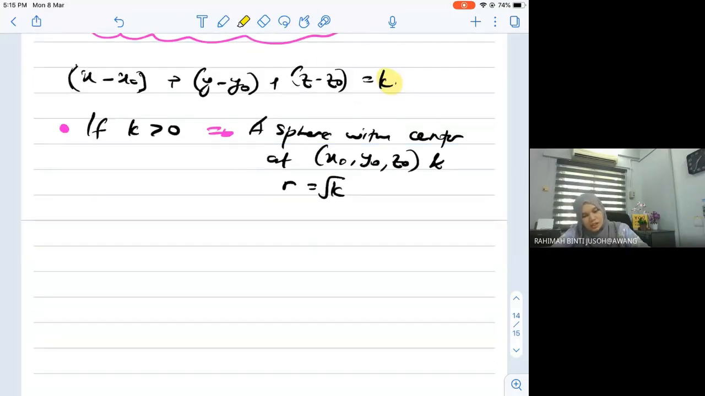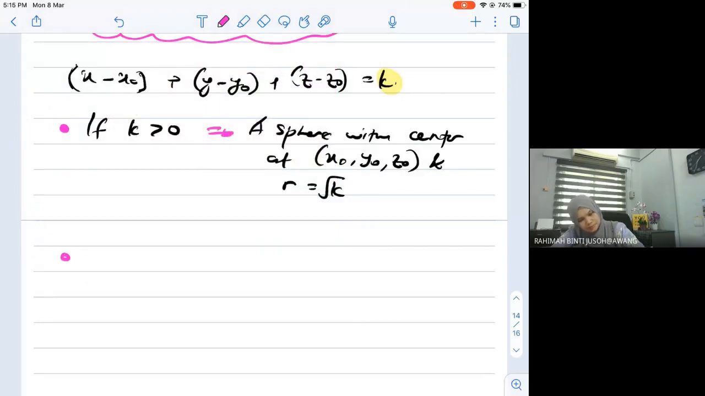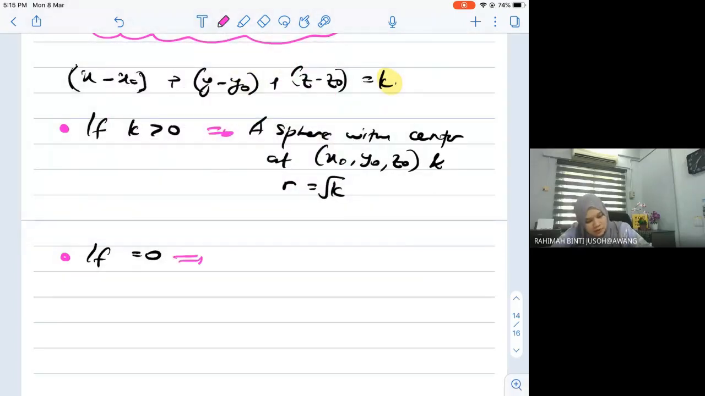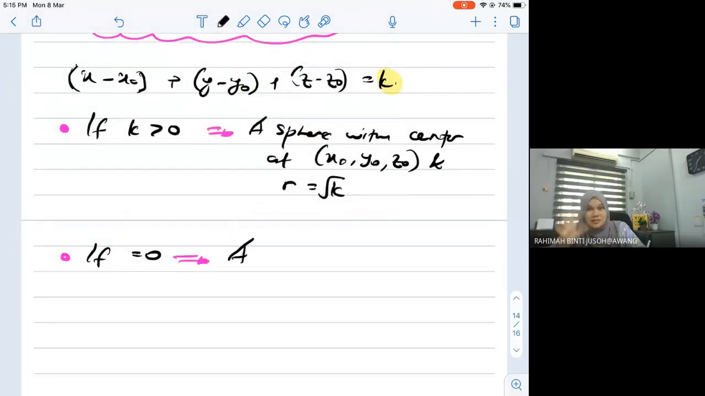Okay, what happens if k equals to 0? What happened guys? If k equals to 0, we only have a point. Dia tak ada radius. So tak ada bulatan lah, tak ada circle lah, tak ada sphere lah. Just a point. What's the point? Of course lah, point kita x naught, y naught and z naught.